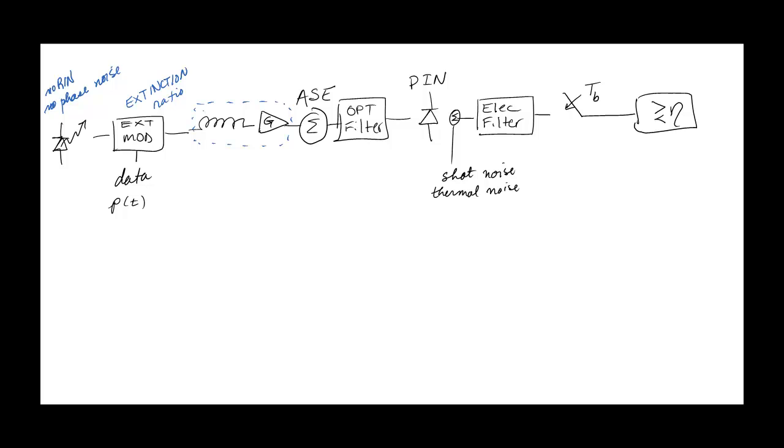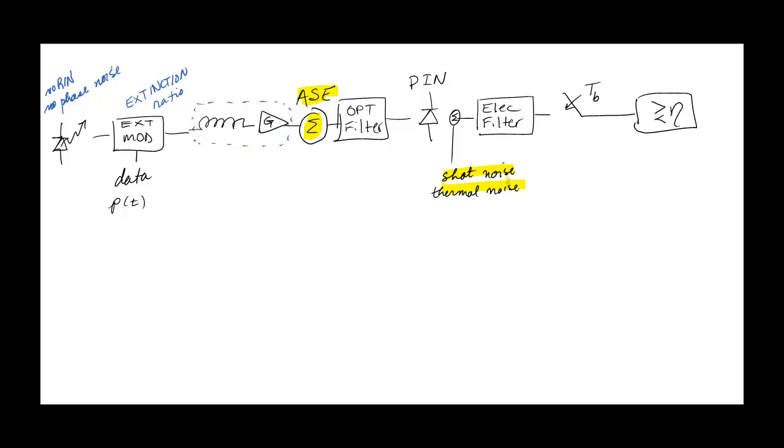The noise properties of the amplifier are modeled by the spontaneous emission block. In this case, it's an additive white Gaussian noise. The optical filter that follows the ASE is used to limit the bandwidth of the ASE noise. Following the optical filter, we have the detection process where we accomplish the optical to electrical conversion. As we mentioned earlier, the photodetector introduces thermal and shot noise.